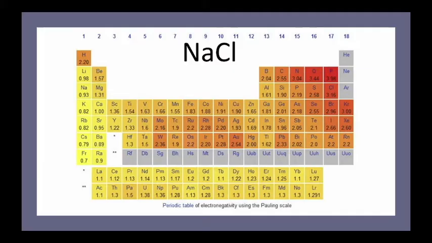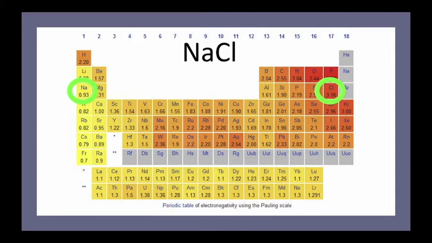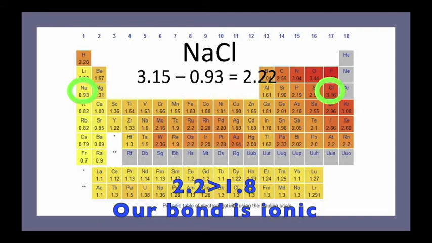Let's take a peek at sodium chloride. Chlorine is an electron hog with an electronegativity value of 3.15. Sodium has an electronegativity value of 0.93 and is very happy to let chlorine have its electron. The electronegativity difference is 3.15 minus 0.93 equals 2.22. That's greater than 1.8, so our bond is ionic.